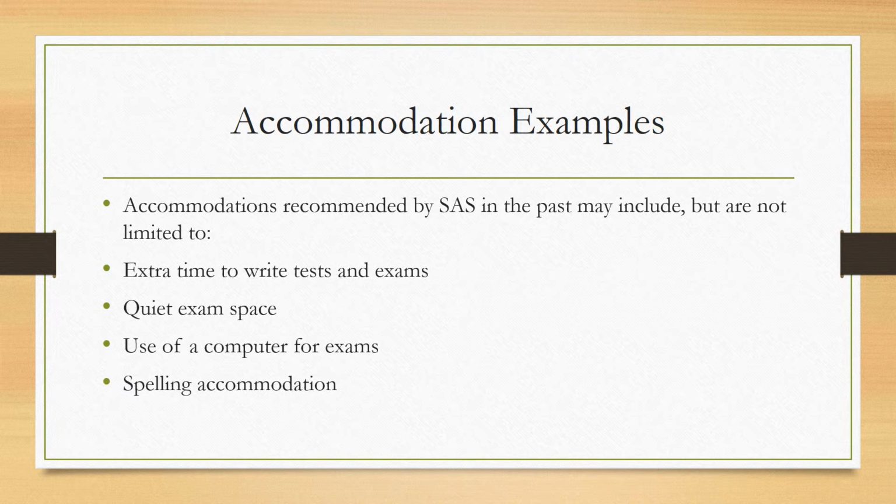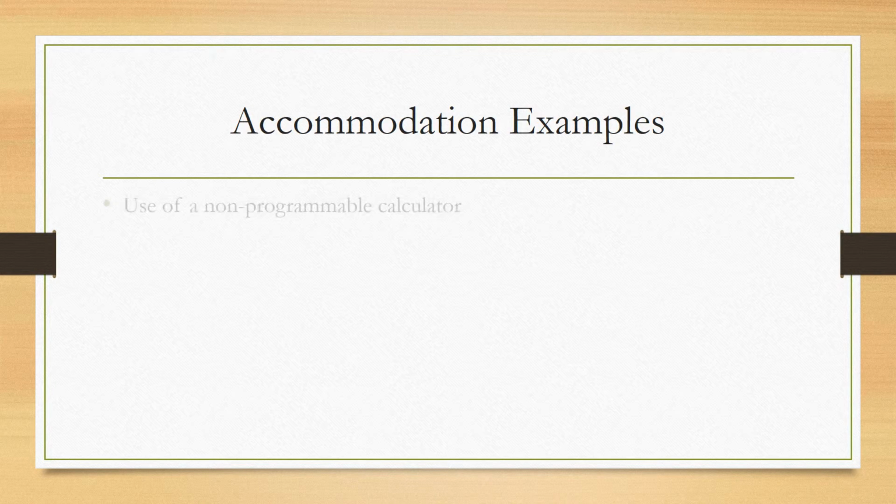Spelling accommodation. The most common method of accommodating deficits in spelling is through the use of spell-checking software. However, other methods may be considered as agreed upon between the student and the instructor or SAS advisor. Use of a non-programmable calculator. Where appropriate, a non-programmable calculator for basic calculations may be recommended and supported.